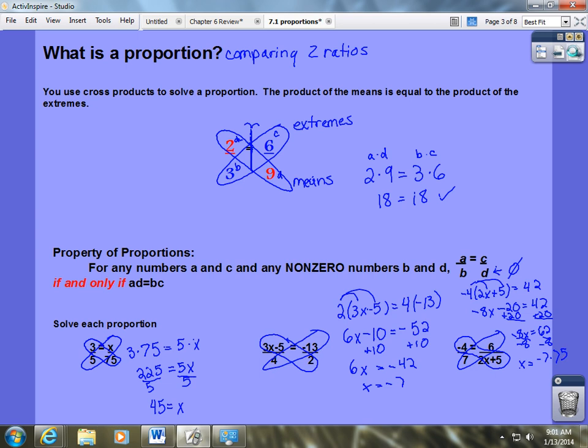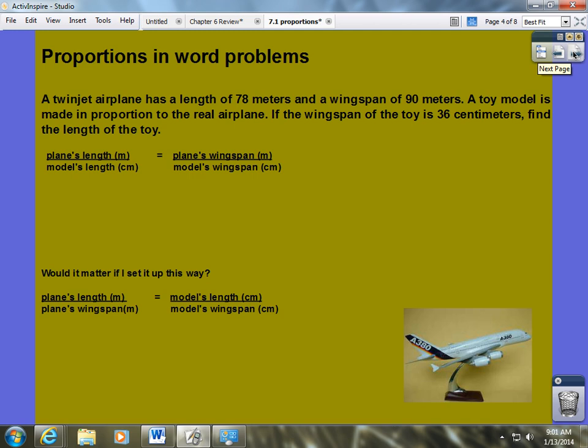Proportions in word problems. Okay, sometimes we'll have word problems when we have to figure it out. A twin jet airplane has a length of 78 meters and a wingspan of 90 meters. A toy model is made in proportion to the real airplane. If the wingspan of the toy is 36 centimeters, find the length of the toy.